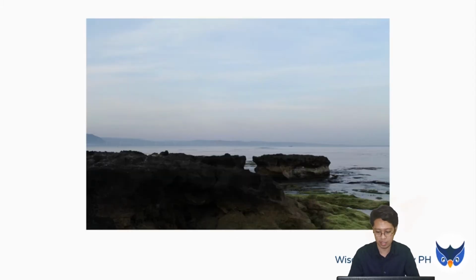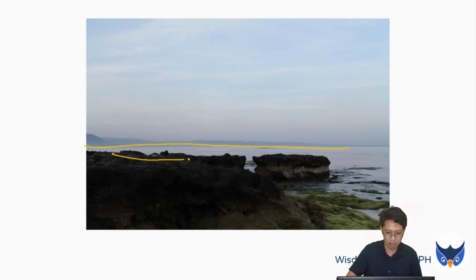So for instance, sa picture na to, although hindi explicitly line yung makikita ninyo, it follows hidden lines na horizontal. So, ito yung horizon mismo. And these rocks. And more of these rocks. Ang ini-infer ng horizontal lines ay stability, calmness, and overall parang peaceful look. Usually, ginagamit to kapag may mga landscapes ka, ganyan. Ayun, usually sa mga landscapes.